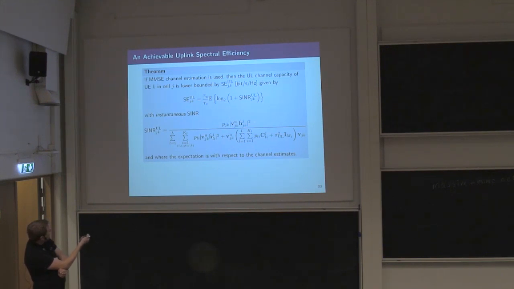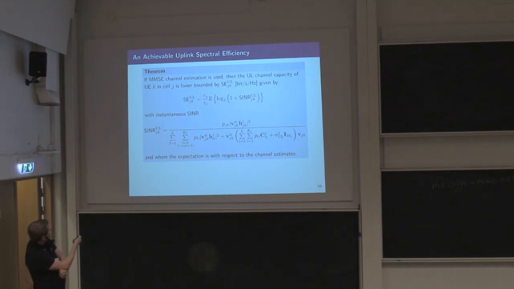And then the achievable performance now is what they call a spectral efficiency, the expected value of a log 2 of 1 plus something that can be interpreted as an SINR that contains this in the numerator, and then it contains a lot of interference terms here.